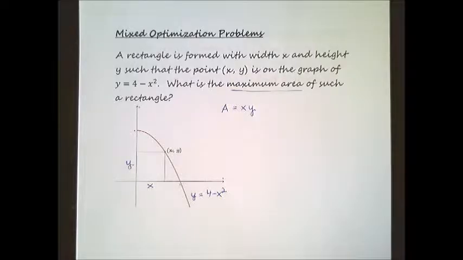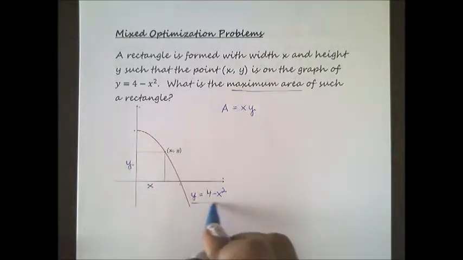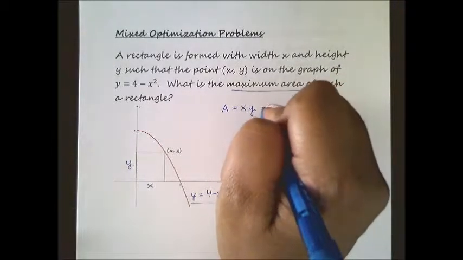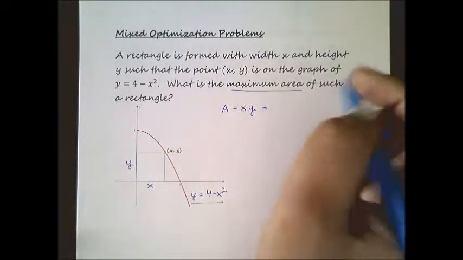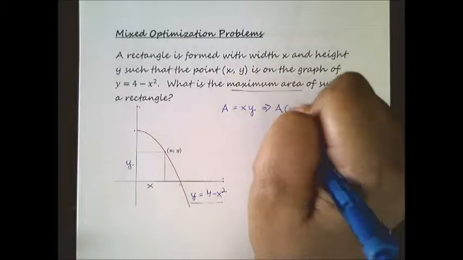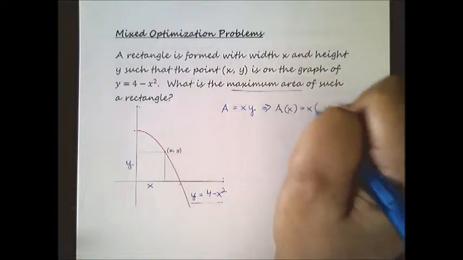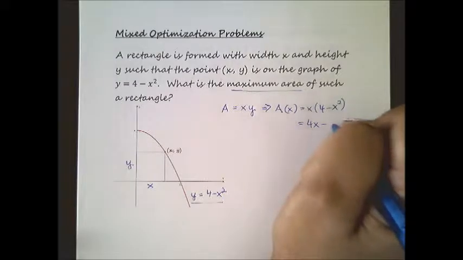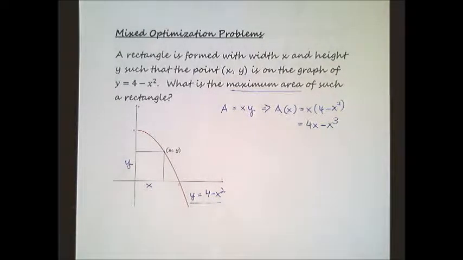Now, I don't really want this in terms of x and y. I want to express this optimization equation in terms of one variable only, make it a function of just, let's say, x. So I go here and I notice that y is equal to 4 minus x squared. I have a constraint on y. So I can rewrite my area expression as a function A of x equal to x times (4 minus x squared), or better yet, 4x minus x to the third power. So that is my area function.